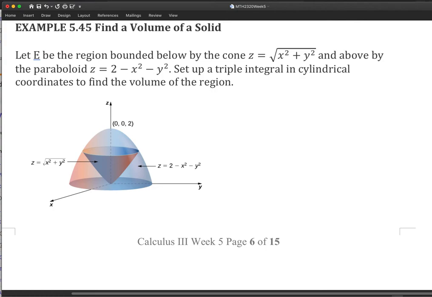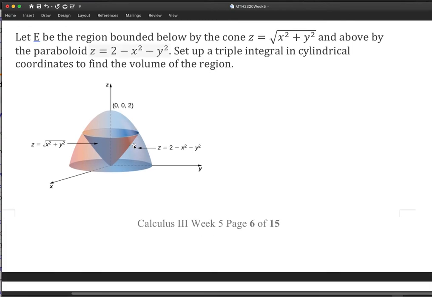So if you have any doubt how the surface would look, this is how the solid region would look. We do have the paraboloid opening downward, and then this is the cone surface, a circular cone opening upward. So they do intersect, right? And the volume we are talking about here is the lower part bounded by the cone, and the upper part bounded by the paraboloid.